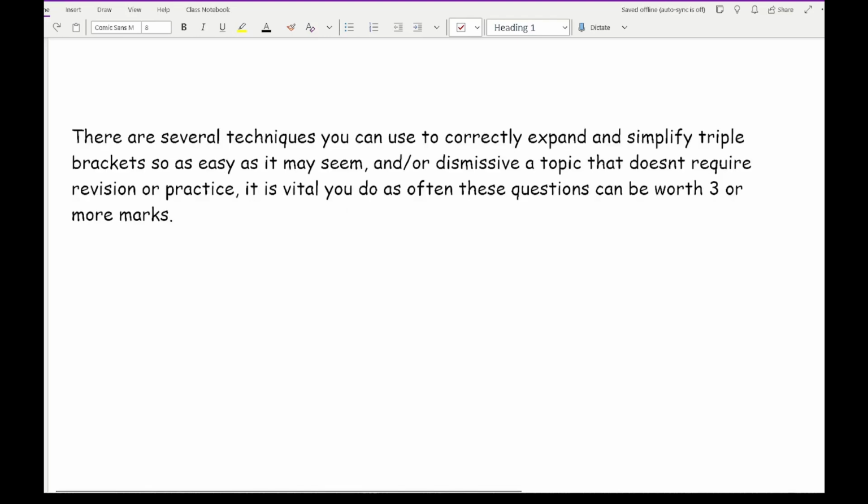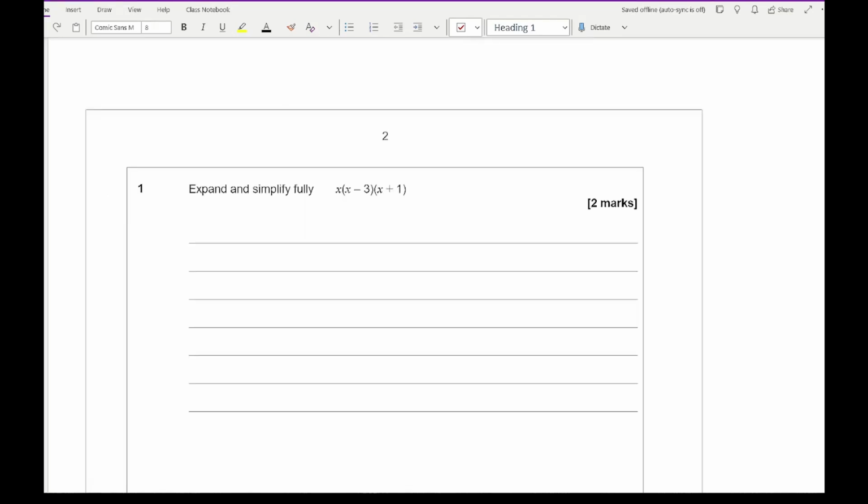Now there are several techniques you can use to correctly expand and simplify triple brackets, so as easy as it may seem, and as dismissive a topic that doesn't require revision or practice, it is vital that you do so, as often these questions can be worth 3 or more marks. Now without further ado, let's get started on practicing some past exam questions on triple brackets.